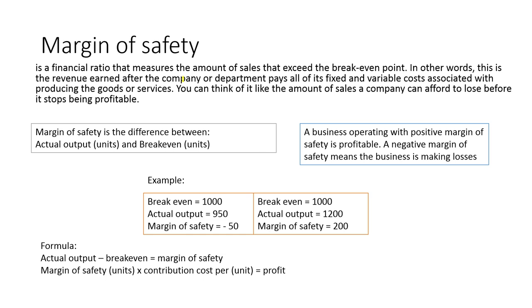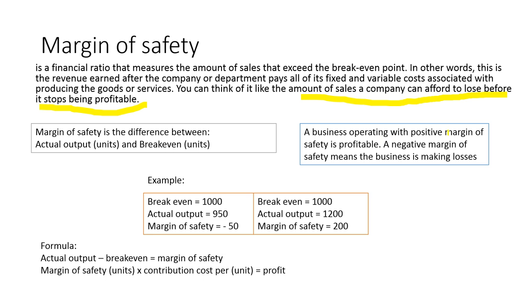Good stuff. So now let's understand margin of safety. Margin of safety is a financial ratio that measures the amount of sales that exceeds the break-even point. In other words, this is the revenue earned after the company or department pays all of its fixed and variable costs associated with producing goods or services. You can think of it like the amount of sales a company can afford to lose before it stops being profitable. Okay, so a margin of safety is the difference between actual output units and break-even units.